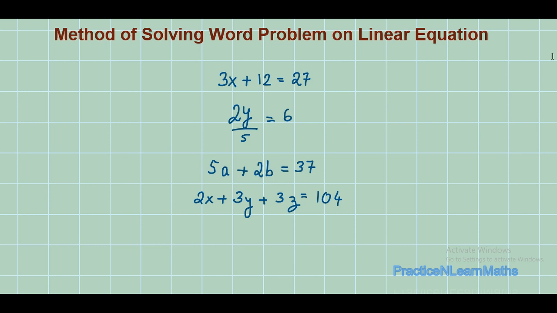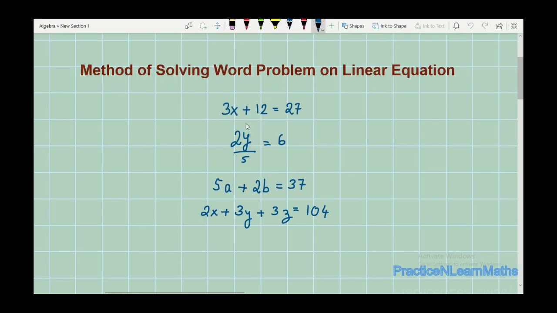Linear equations, you know, are equations with variables of degree 1. They consist of variables, integers, and mathematical operations like addition, subtraction, multiplication, and division with an equal sign. Here are few examples. 3x plus 12 is equal to 27. You see all the variables over here.